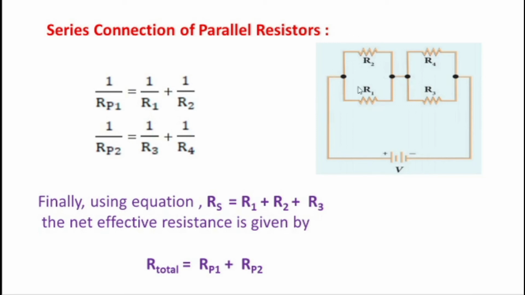1 by Rp1 equal to 1 by R1 plus 1 by R2. Similarly, for the second block, 1 by Rp2 equal to 1 by R3 plus 1 by R4. So finally we use the series formula Rs equal to R1 plus R2 plus R3. So here R1 is equal to Rp1, then R2 is equal to Rp2. So finally the two blocks are connected in series. So we take the formula R total is equal to Rp1 plus Rp2.